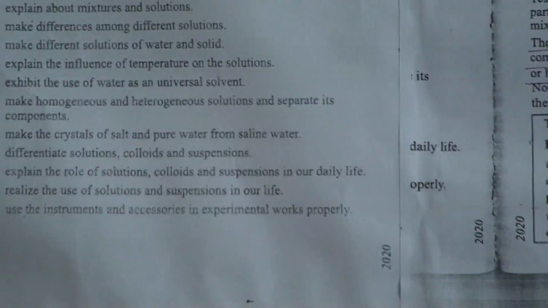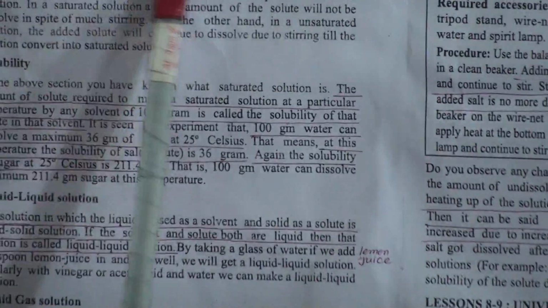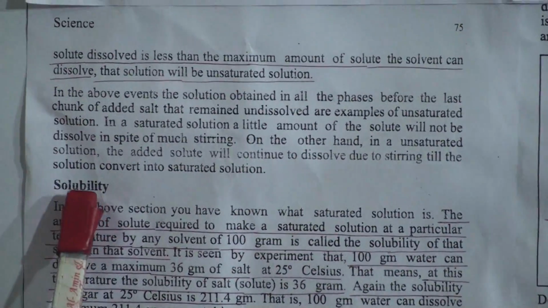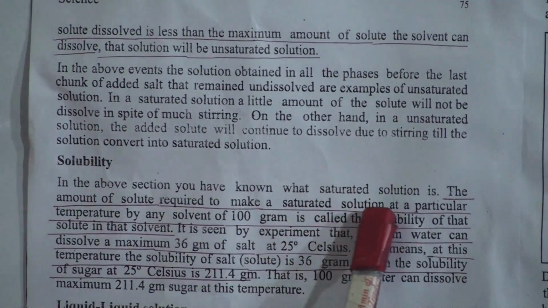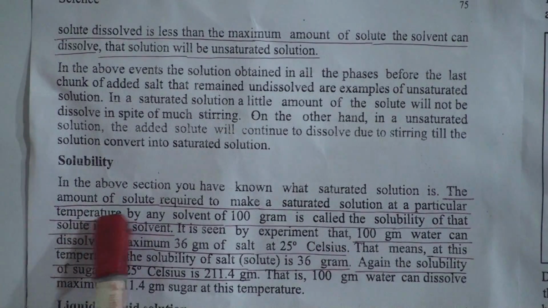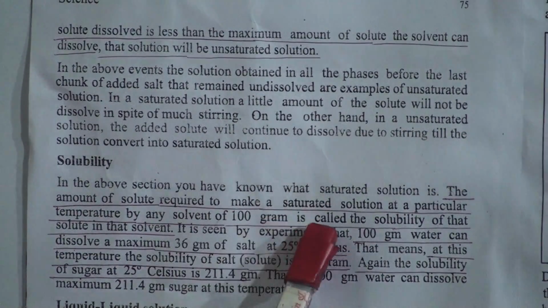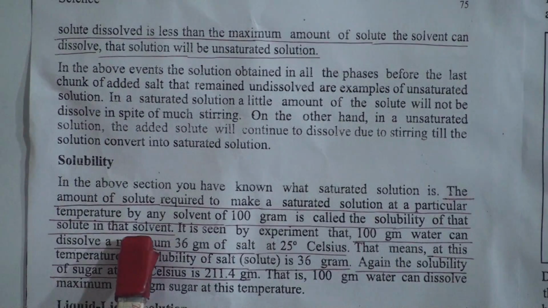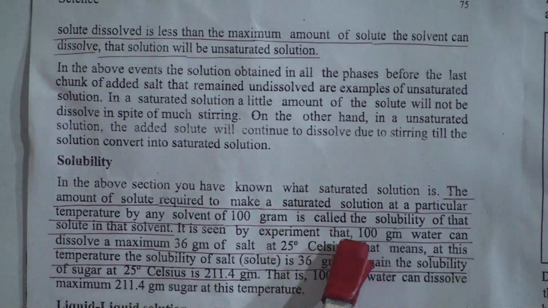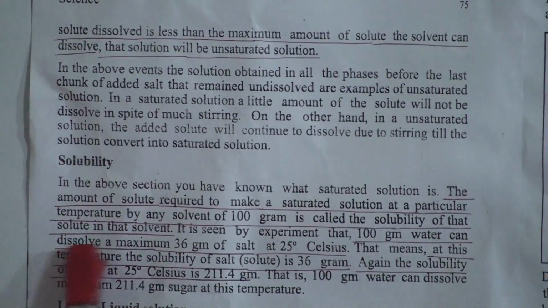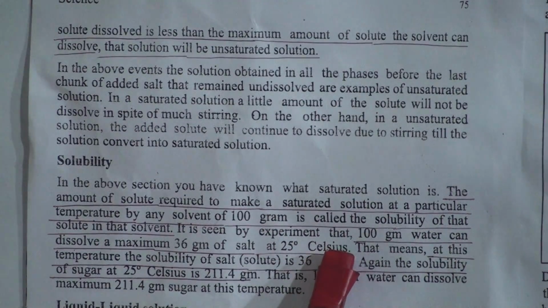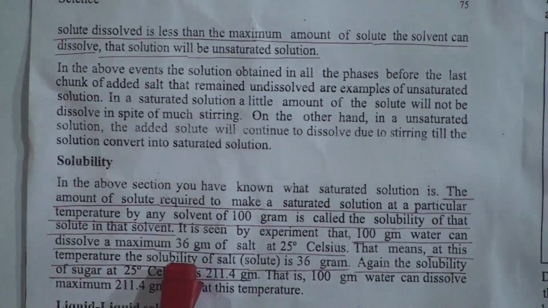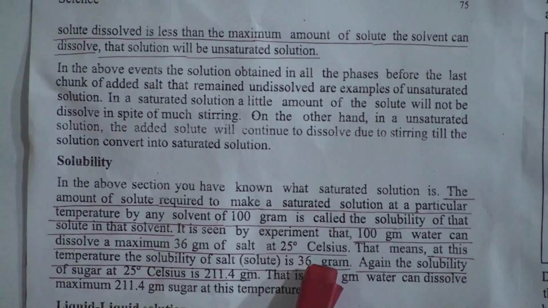Now again we discuss: if the solute dissolved is less than the maximum amount of solute the solvent can dissolve, the solution will be an unsaturated solution. Solubility: the amount of solute required to make a saturated solution at a particular temperature in 100 gram of solvent is called the solubility of that solute in the solvent. It is seen by experiment that 100 gram of water can dissolve a maximum of 36 gram of salt at 25 degrees Celsius. At this temperature, the solubility of salt is 36 gram.